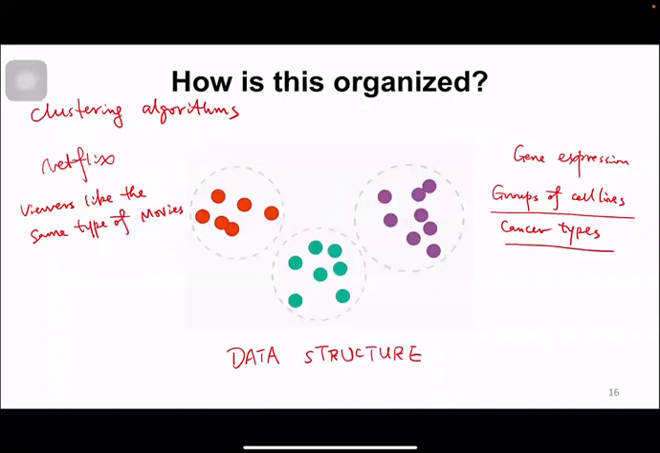Now, the next one is: how is this organized? This is a clustering problem. For example, you have data points and you see them clustered into groups. So these are the data structures.